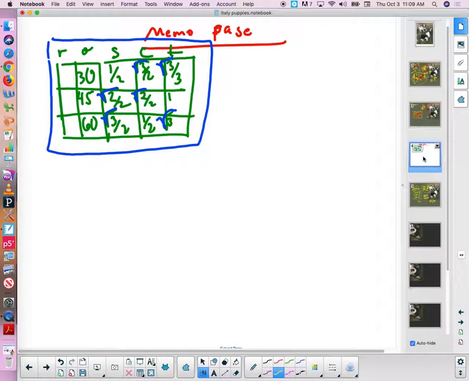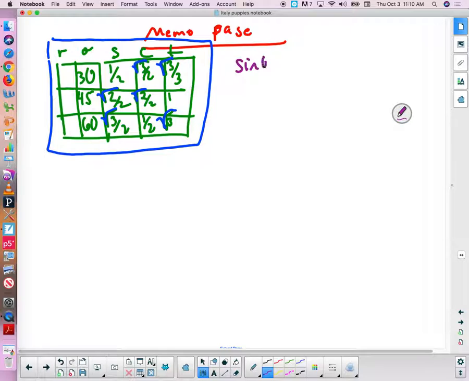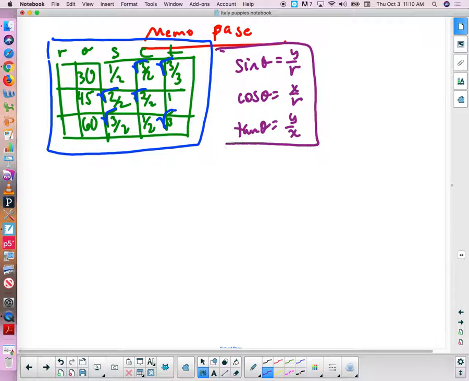Okay, so I'm going to write: sine of an angle is y over r, cosine of an angle is x over r, tangent of an angle you will always refer to y over x. It's boxed in.